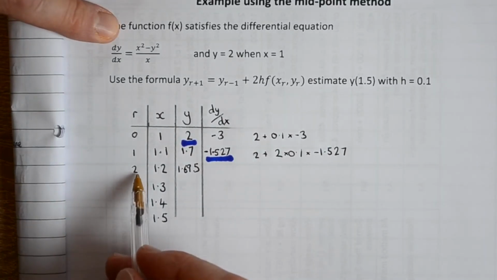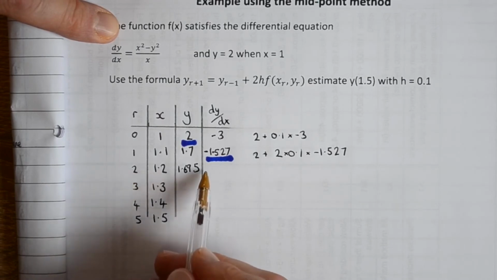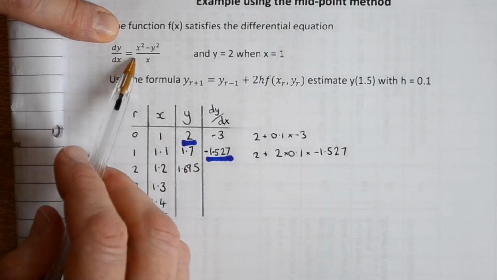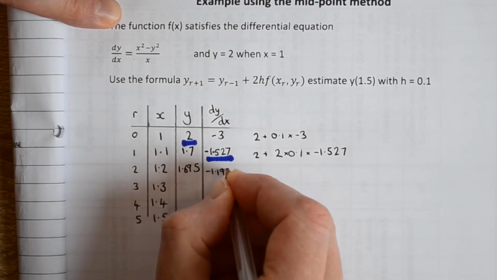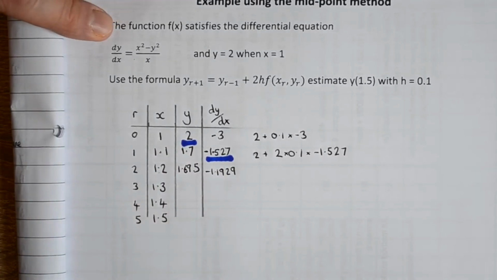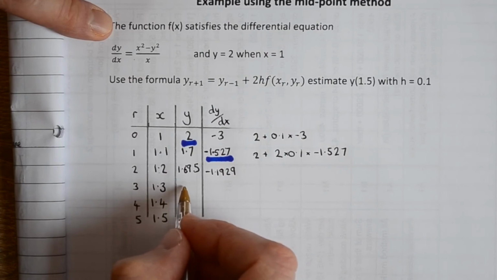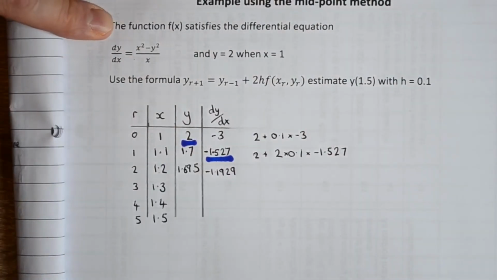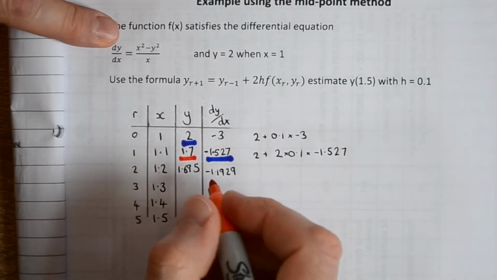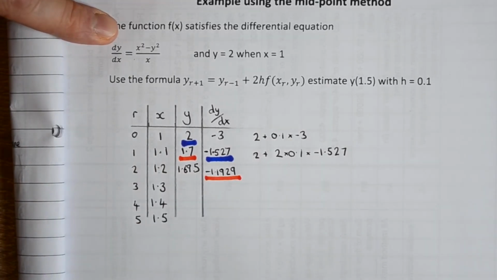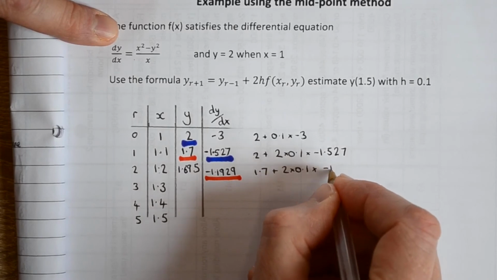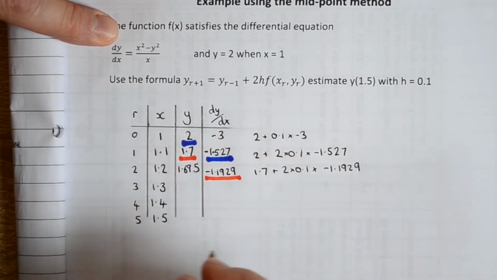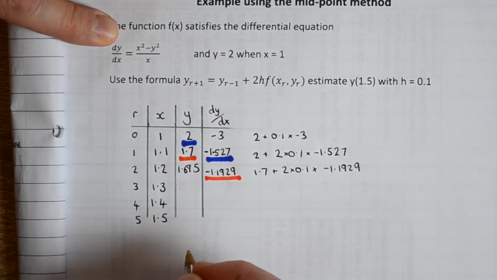Okay, so at the end of step 2, start step 3, we can find the gradient at this point. So again, sub our values into our differential equation, and we get -1.1929. Right, now we're ready to find our y value here in step 3. So again, we're going to go back, not to the previous one, but the one before, our y value there, and we're going to take 2 steps at that gradient. So it's going to be 1.7 plus 2 steps at that gradient. So that's going to give us a new y value of 1.461.